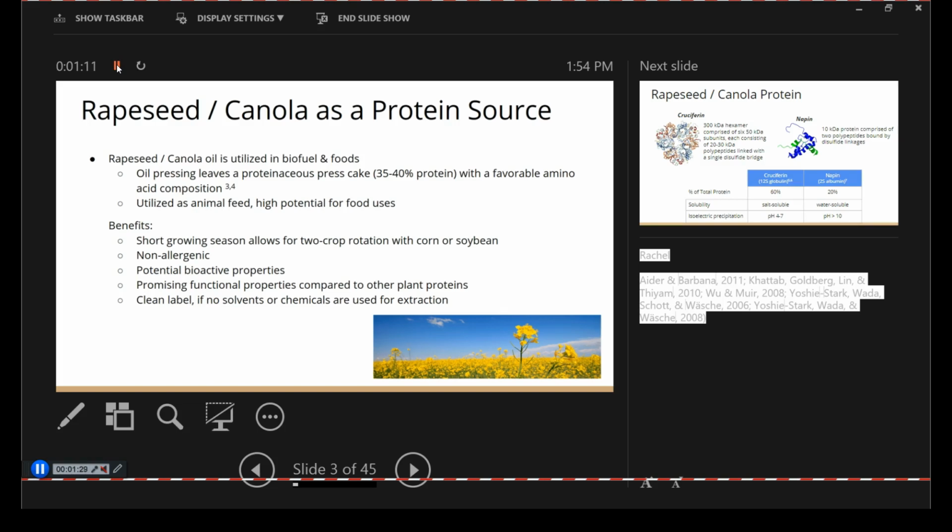Some of the benefits are that it has a short growing season, so it allows it to be a cover crop for a 2-cycle rotation with corn or soybean. It's non-allergenic, it has potential bioactive properties, and it has promising functional properties as an ingredient as compared to other plant protein sources. And if it's produced with no solvents or chemicals, it can be a functional clean label ingredient.